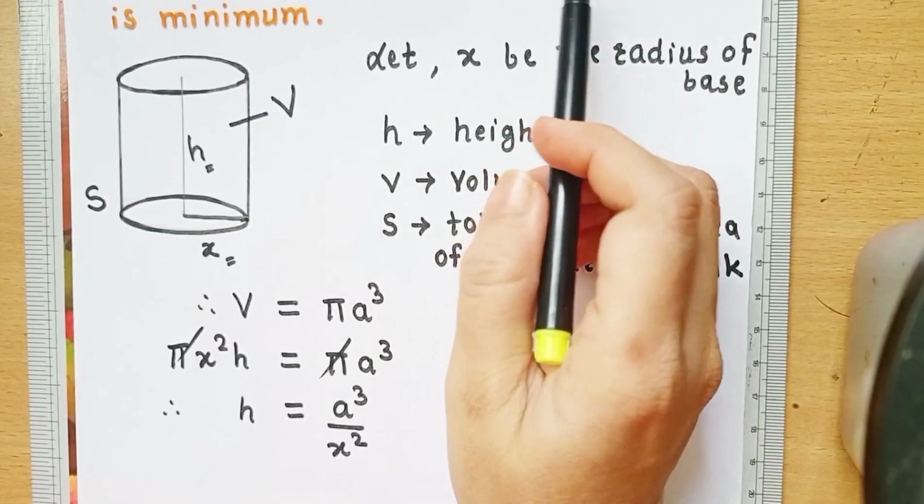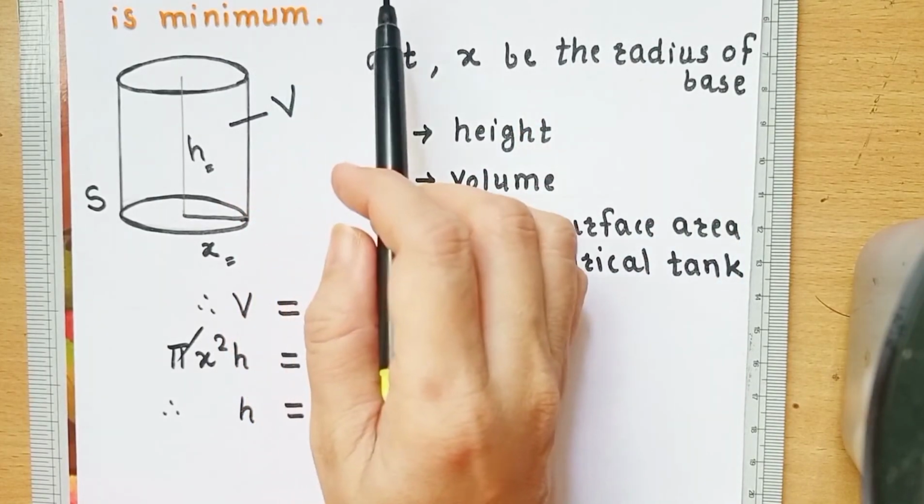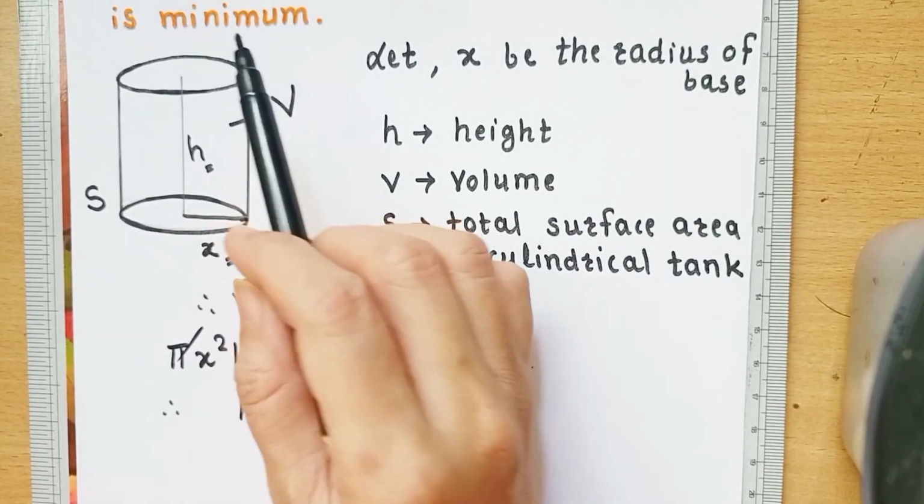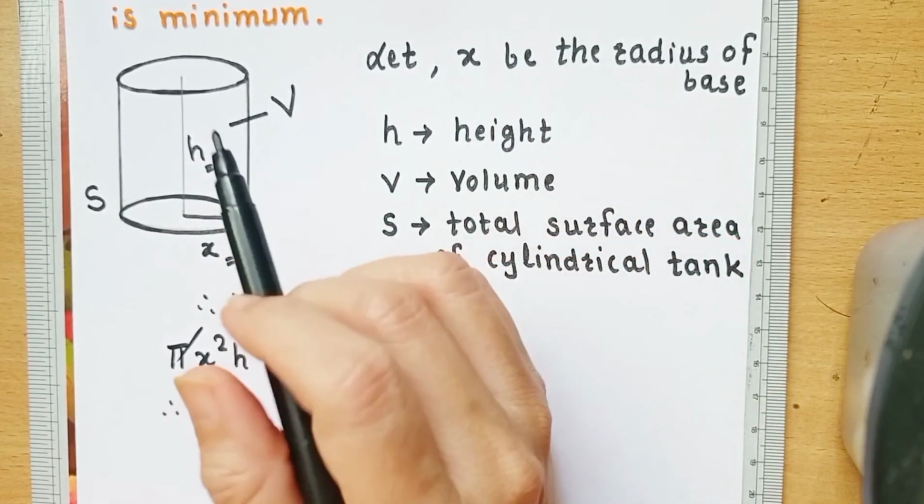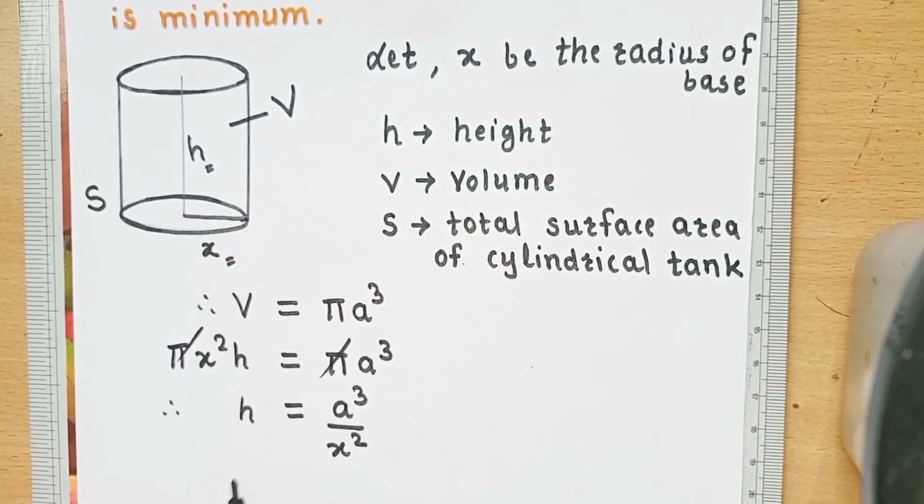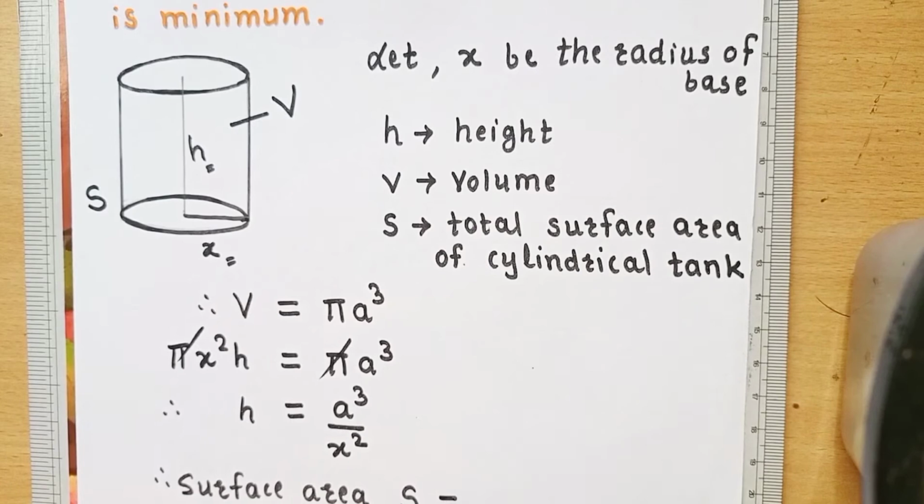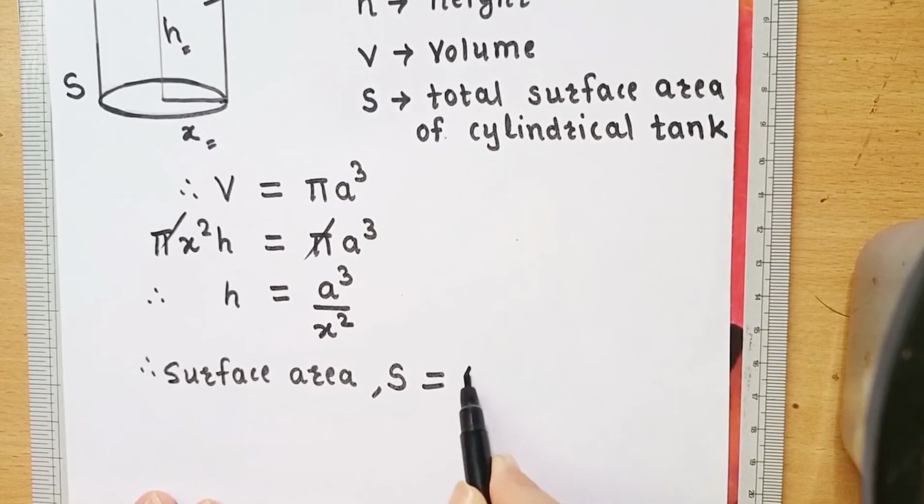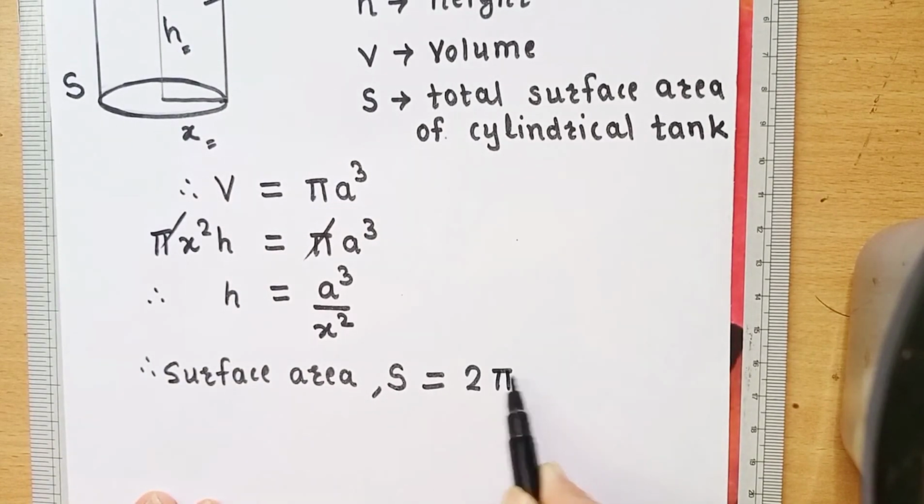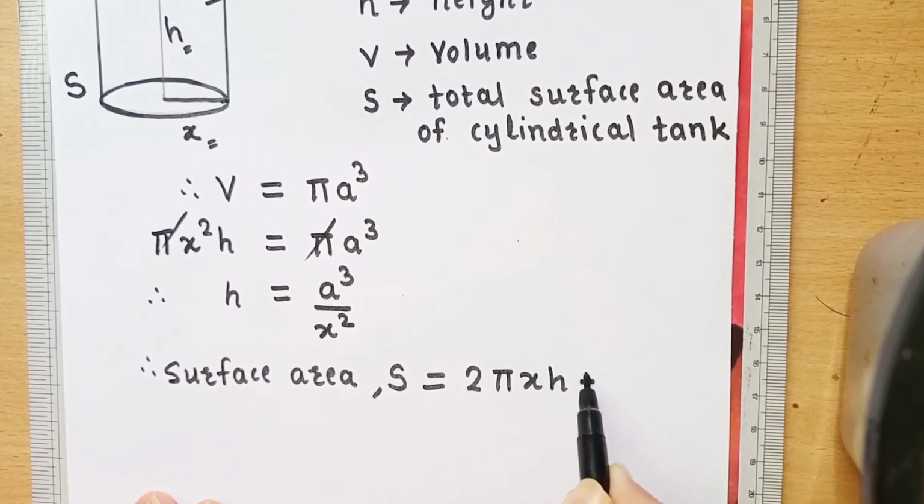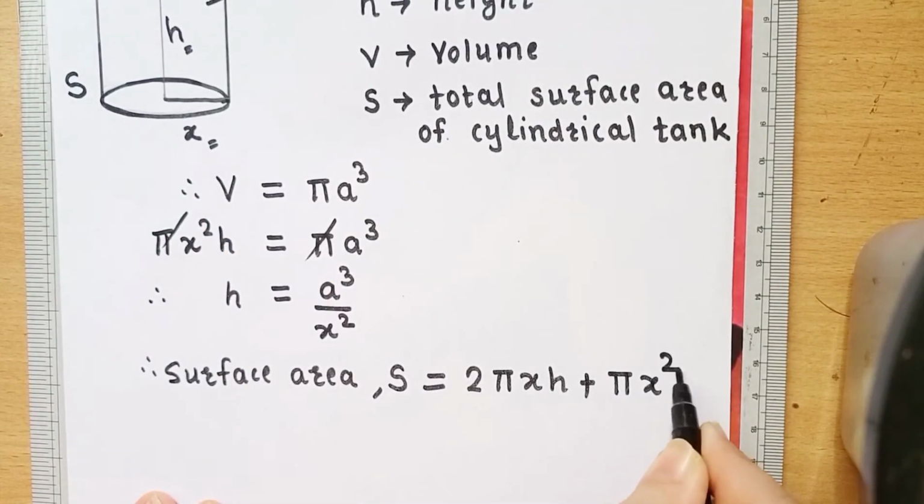Read the question again. Find the dimensions so that the sheet required is minimum. Now sheet required means total surface area of the sheet, and so we will write surface area S is equal to, its formula we know, 2 pi r h, that is 2 pi x h, plus the area of the base, which is pi x square.